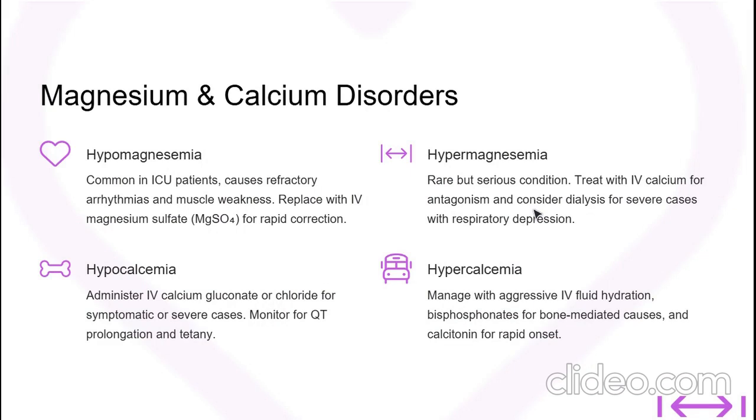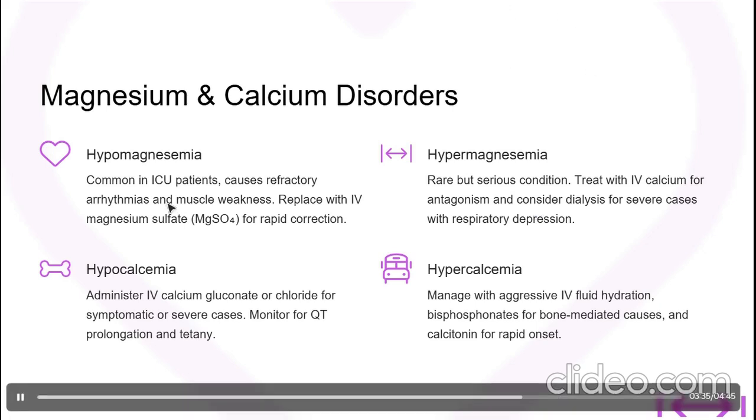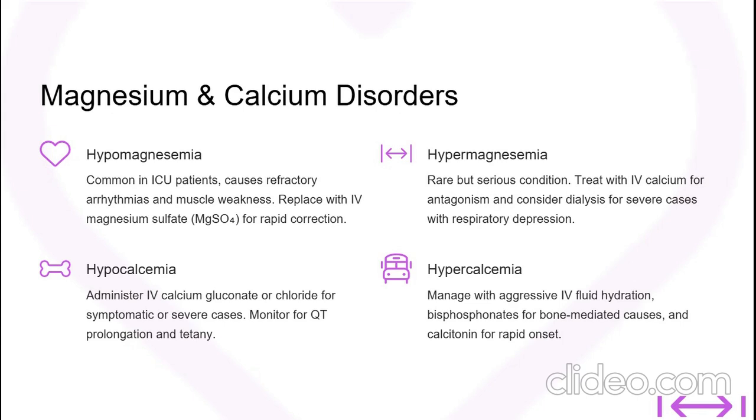Hypomagnesemia, prevalent in intensive care unit patients, leads to refractory arrhythmias and muscle weakness. Rapid correction with intravenous magnesium sulfate is essential. Hypermagnesemia, though rare, requires intravenous calcium and possibly dialysis for severe respiratory depression.